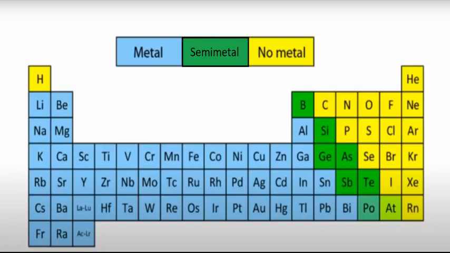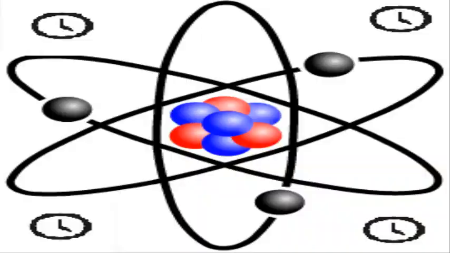And the last type is the group of non-metals. There are 19, and they are necessary in our lives. There are elements which have a very short life because the isotopes are very unstable.